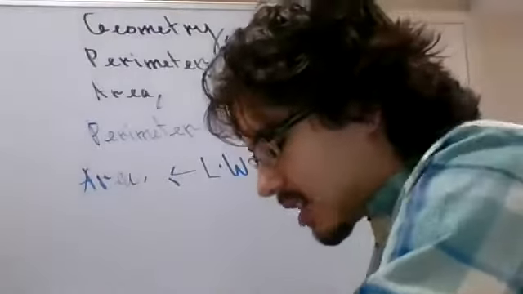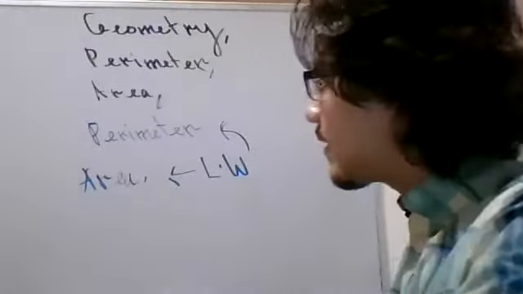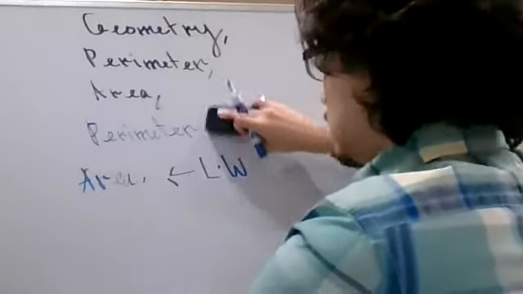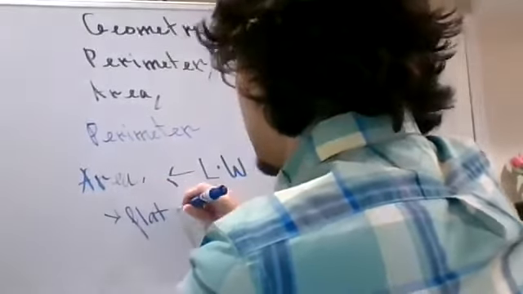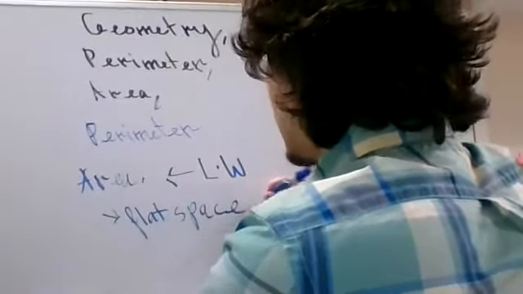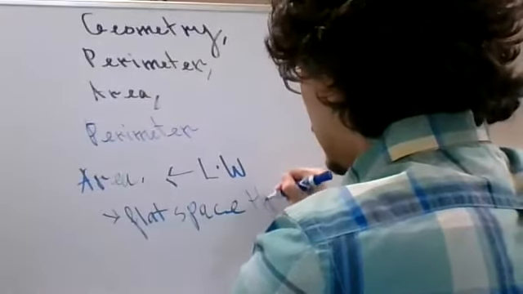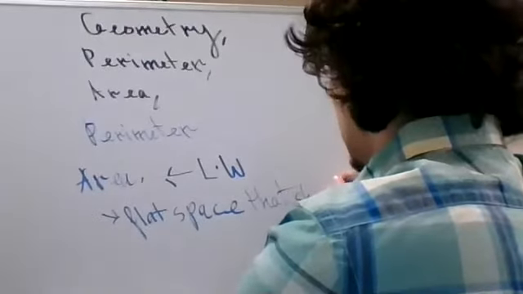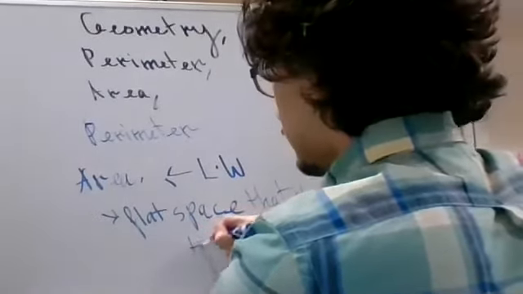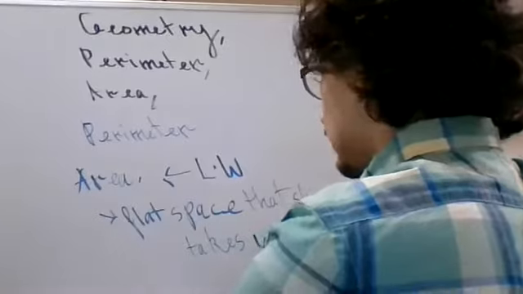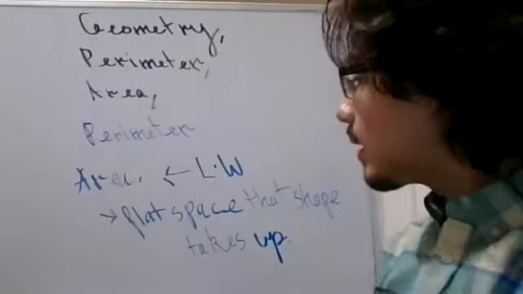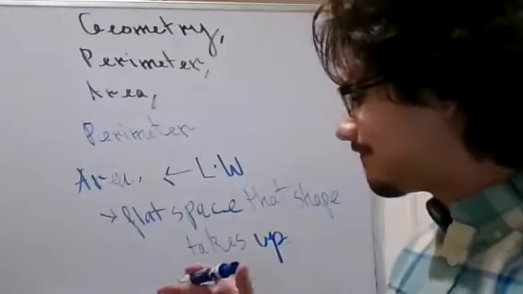And Mr. Deo-chan, if this is area, could you tell us what is area? Area is a space occupied in a shape. Very good. So the area is the flat space that a shape takes up. Any questions so far?